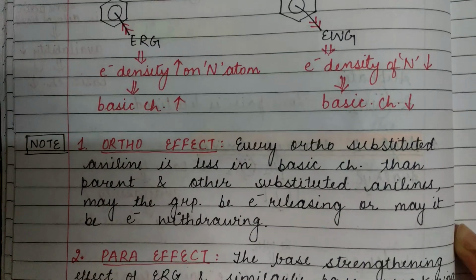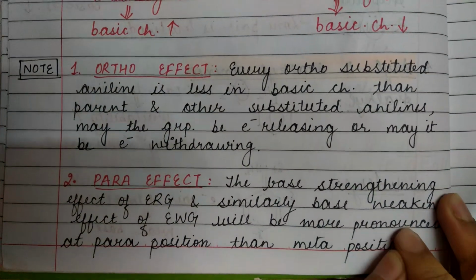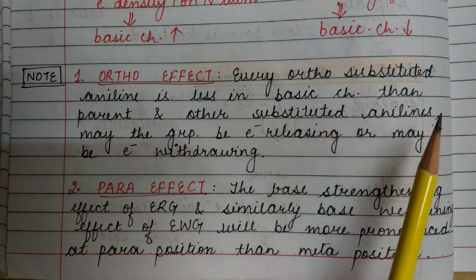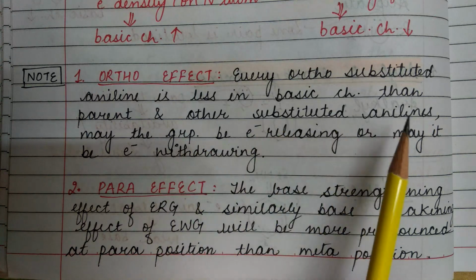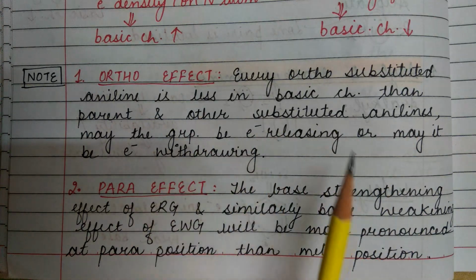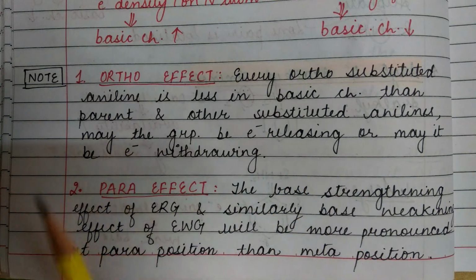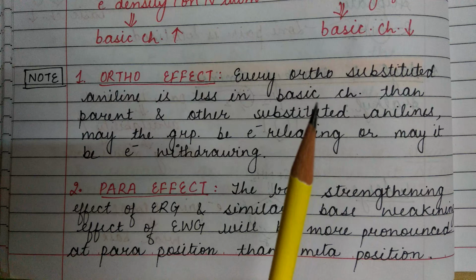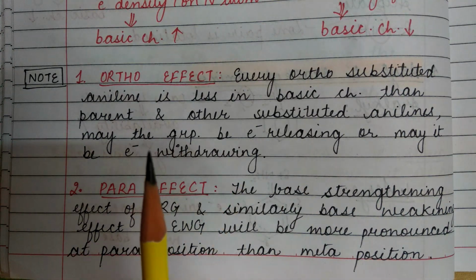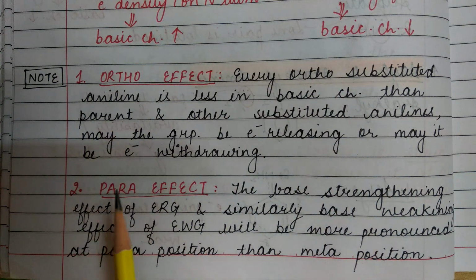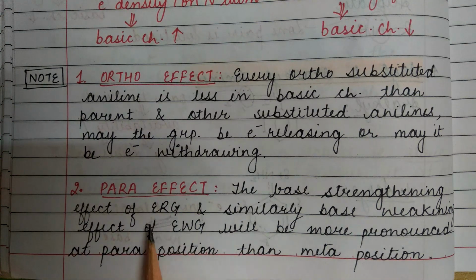Then we have ortho effect and para effect. Every ortho-substituted aniline is less basic than the parent and other substituted anilines, whether the group is electron releasing or electron withdrawing. That means the ortho compound is always least basic compared to the parent as well as other substituted anilines. This is the ortho effect. Para effect is the base strengthening effect of electron releasing groups.